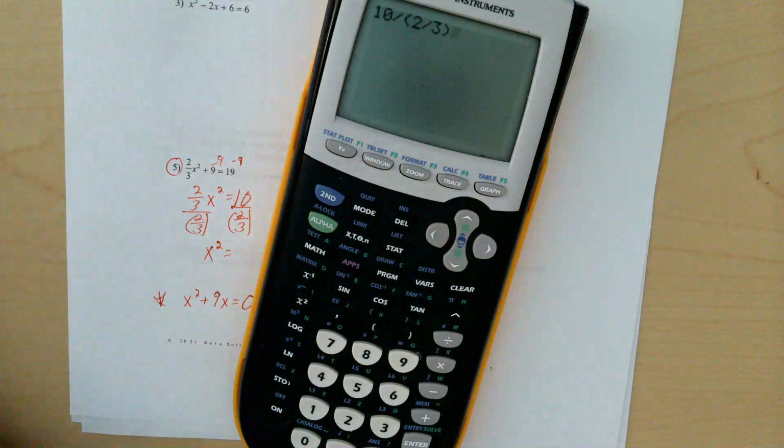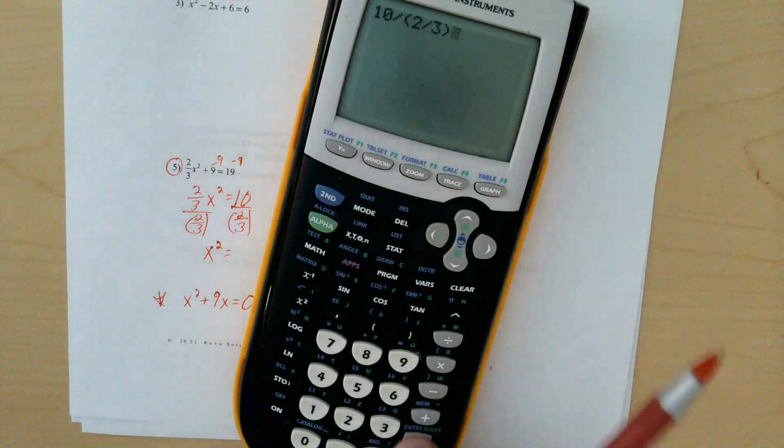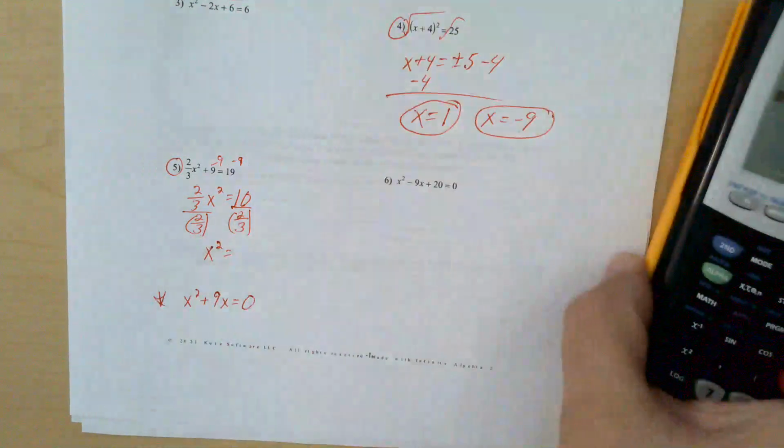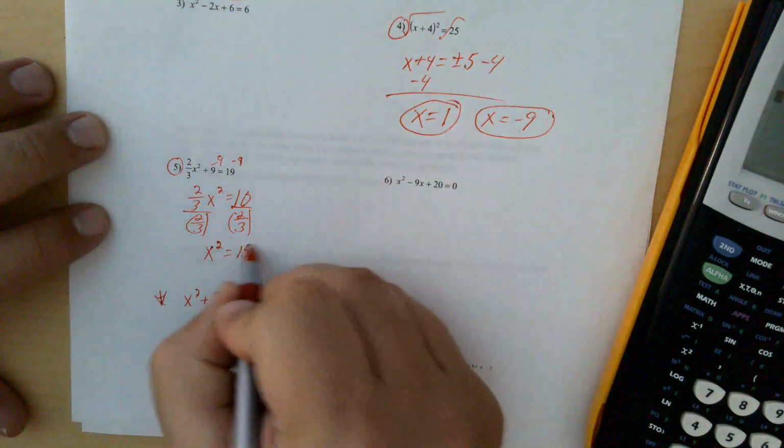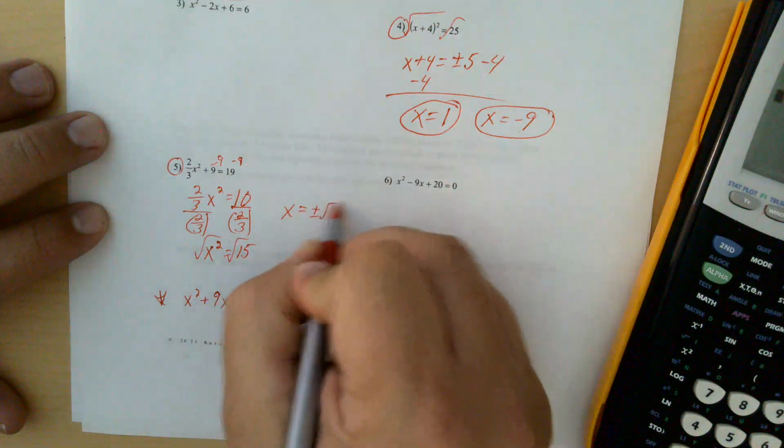So it's simply 2 divided by 3. 10 divided by 2/3. Calculator tells me it's 15. So x squared equals 15. Last step is take the square root.